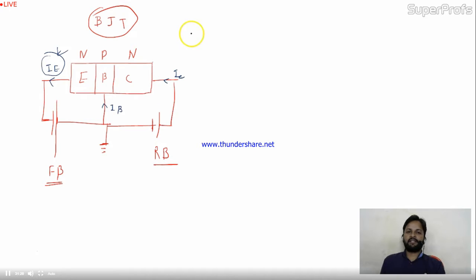Exact current should be IC. IC is alpha IE. Is it okay? The relation between IC and IE is given. Okay, so this IC is controlled by this IB.